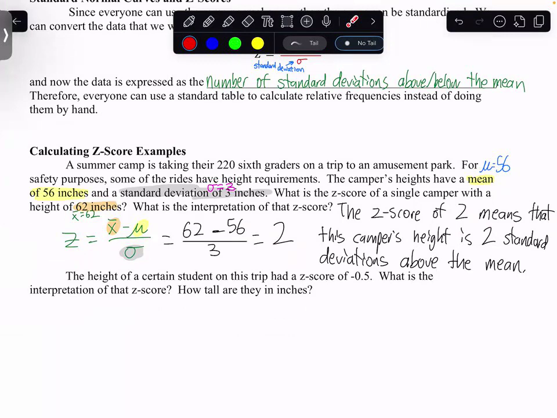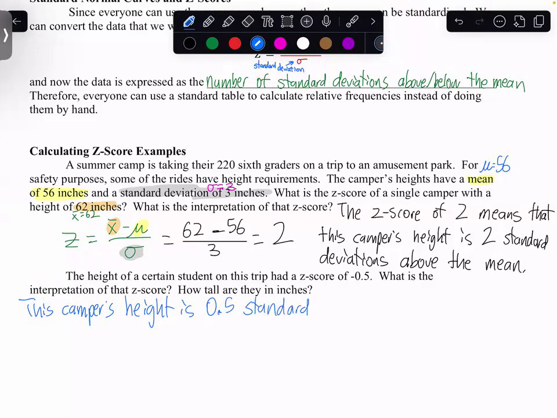Okay, so now let's say there's a different camper. Their z-score is negative 0.5. Negative z-scores mean below the mean, so this student is slightly shorter than average. The way we would phrase that: this camper's height is 0.5 standard deviations below the mean.